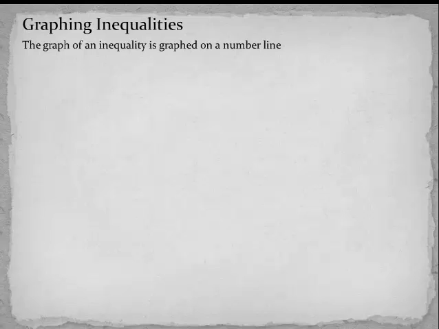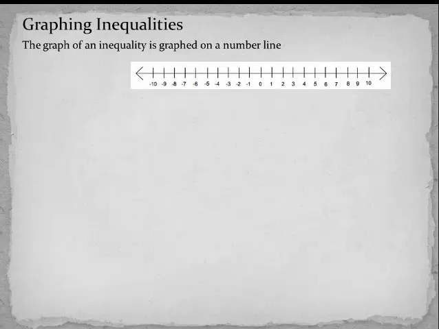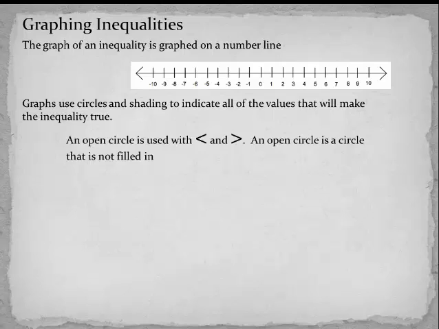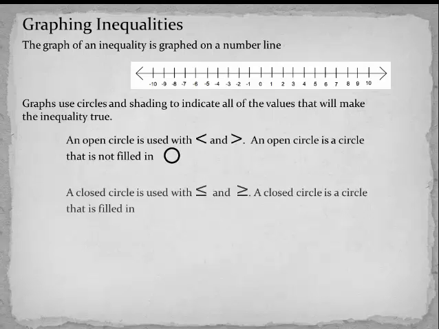But sometimes we have to graph them. We graph them on a number line. These are single variable inequalities. So here's our number line. We use circles and shading to indicate all of the values that make the inequality true. So an open circle is used with less than or greater than. And a closed circle is used with less than or equal to and greater than or equal to. The reason being is this says it does not include the number.